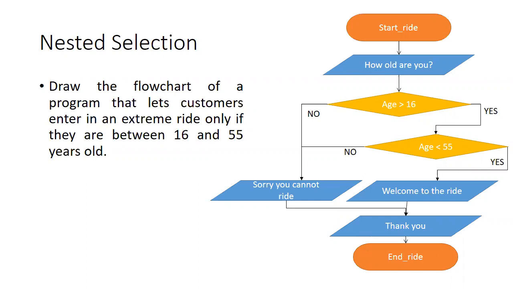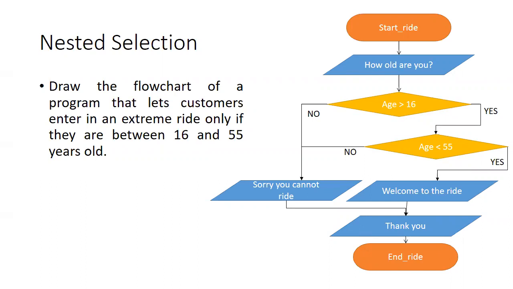If they're less than 55 and bigger than 16, that's why they're going on the ride. That's how we got here, right? Bigger than 16 but less than 55, you get to go on the ride. If you're less than 16 or you're more than 65, you're not going on the ride.